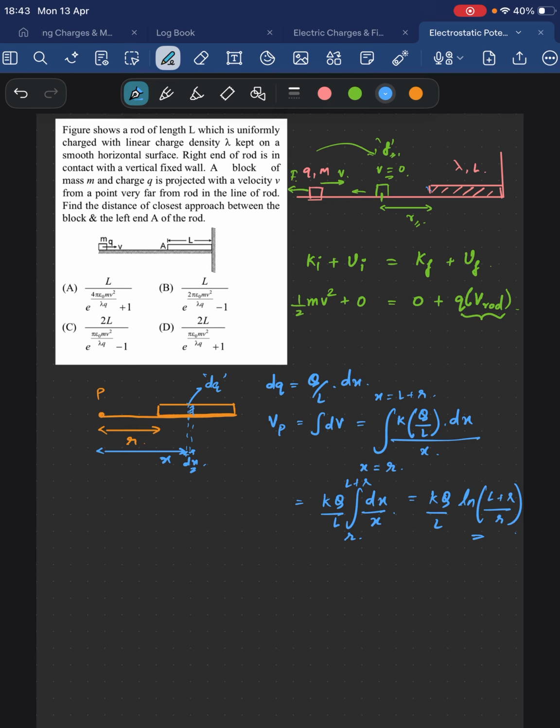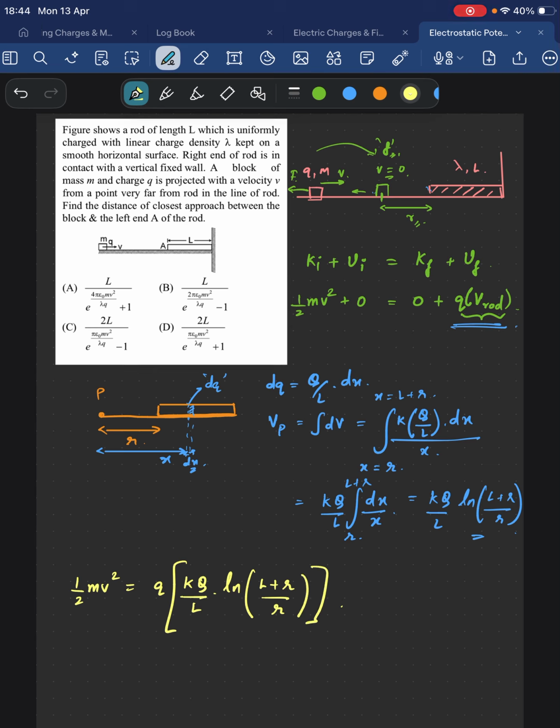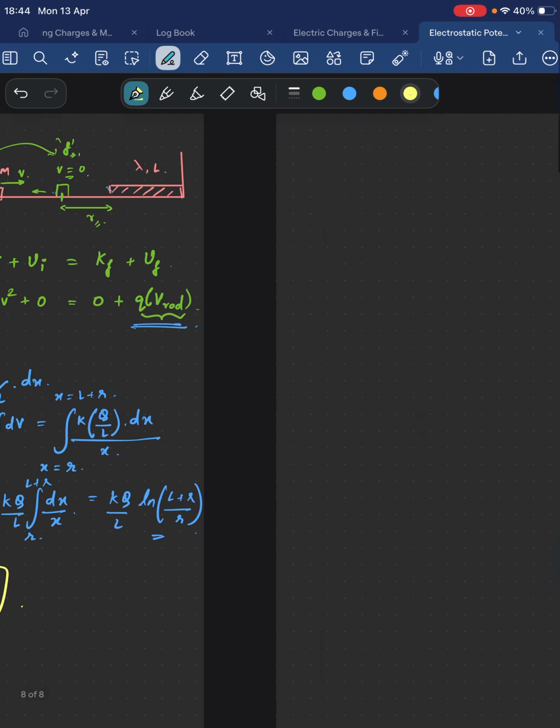Right? And now this is your potential due to the rod at point P. We'll now be substituting this in this expression. So if I substitute this in this expression, we'll get half mv squared is equal to q into kq by l into log of (l plus r) by r. Right, the unknown in this expression we need to calculate is small r only. So we'll have to solve this equation for small r.